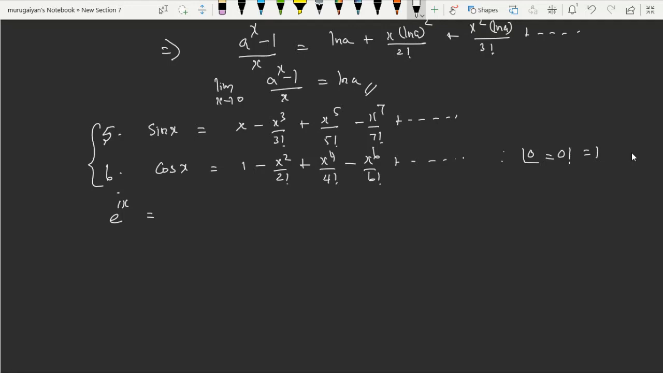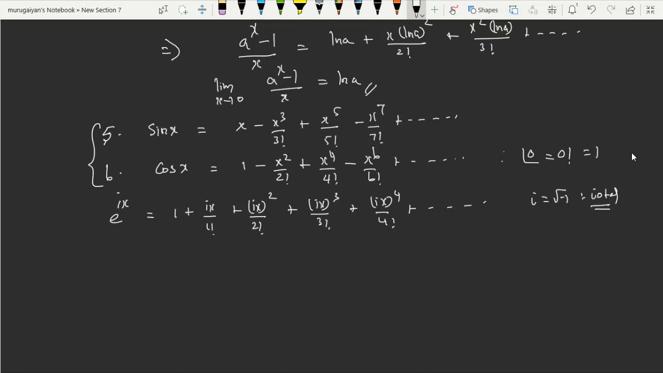What is the first term of e power x? 1 only. Then plus ix by 1 factorial, plus ix the whole square by 2 factorial, plus ix the whole cube by 3 factorial, plus ix the whole power 4 by 4 factorial, and keep going. Remember student, i equals root of minus 1, iota, a non-existing, imaginary number.